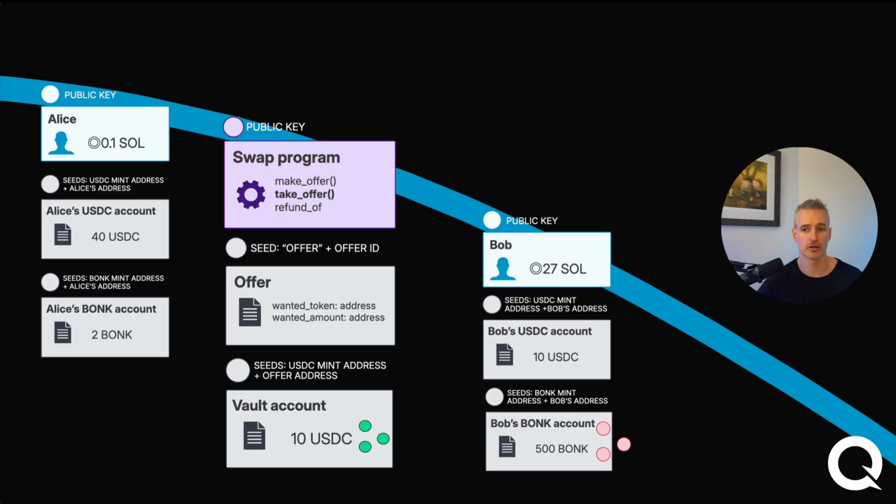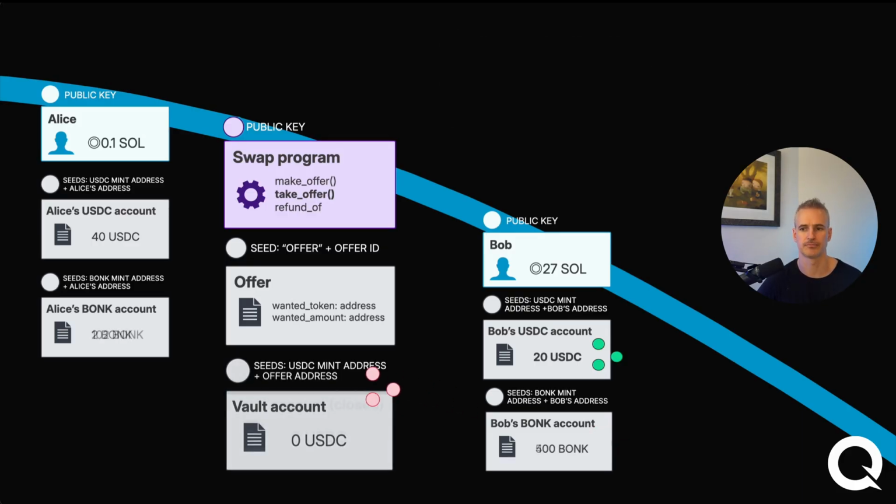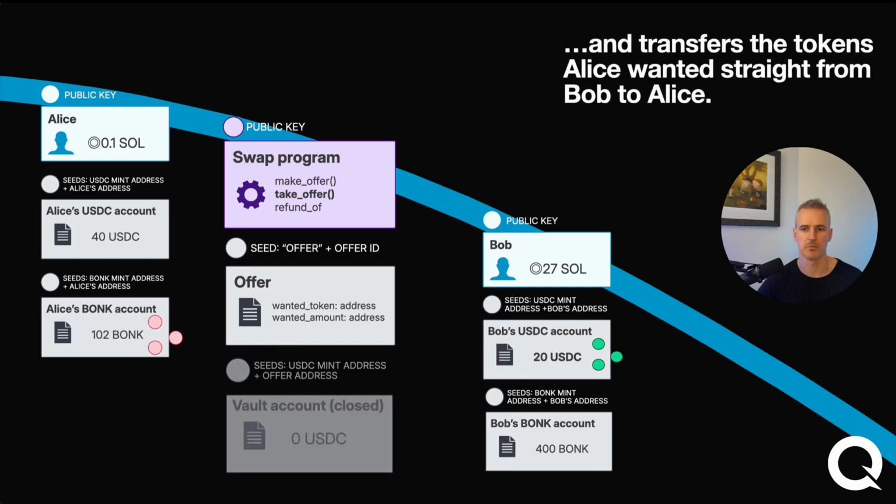So the first thing our program will do is move the tokens from the Vault account into Bob's USDC account. The next thing it will do is take the tokens from Bob's bonk account and send them directly to Alice. We don't need any intermediary accounts here. We'll close the Vault account because we don't need it anymore and return the rent to Alice.